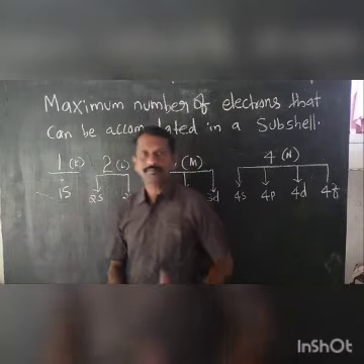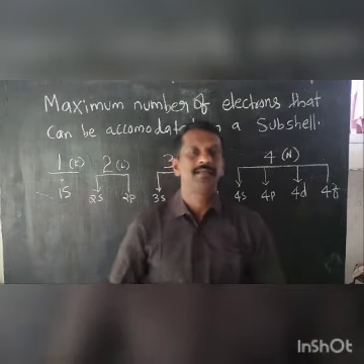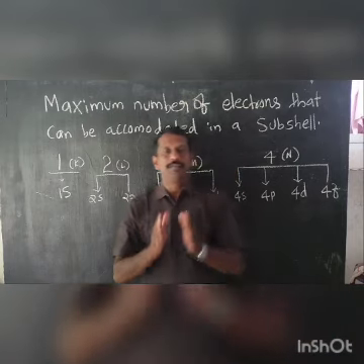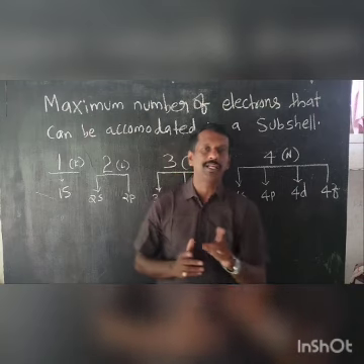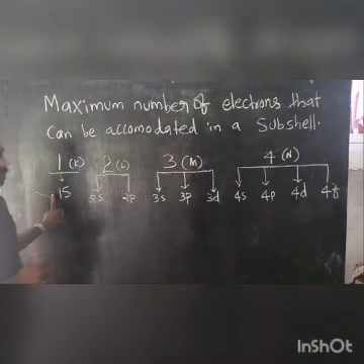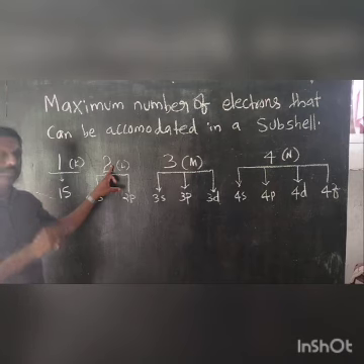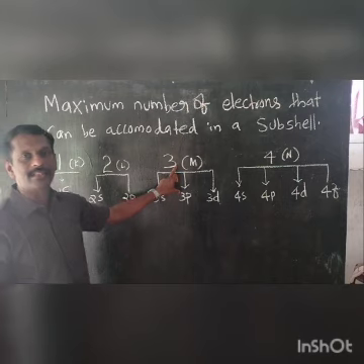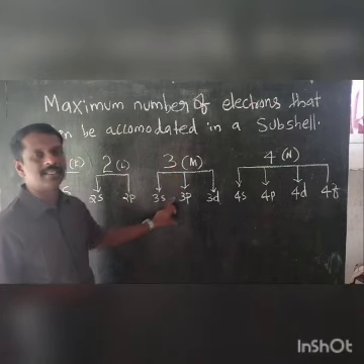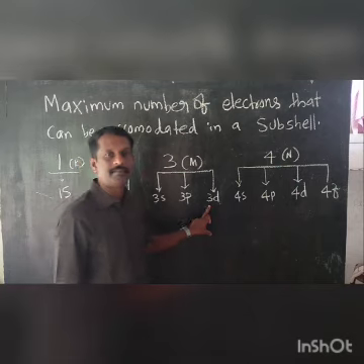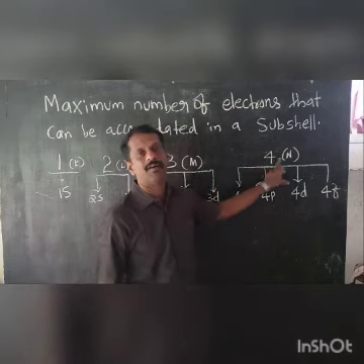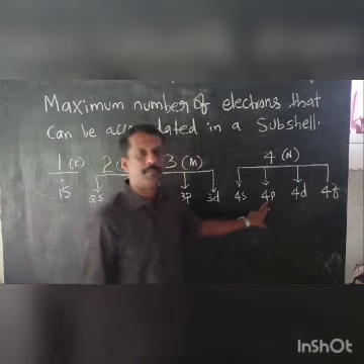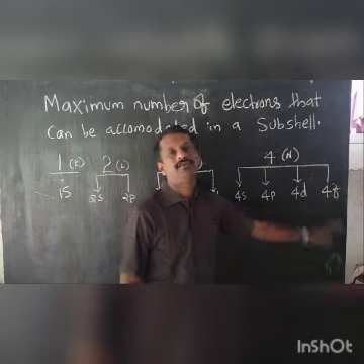Good morning. Last class we discussed the concept of subshells, and we know that the first shell has only one subshell, that is 1s. The second shell has two subshells, 2s and 2p. The third shell has three subshells, 3s, 3p and 3d. Similarly, the fourth shell or N shell has four subshells, 4s, 4p, 4d and 4f.